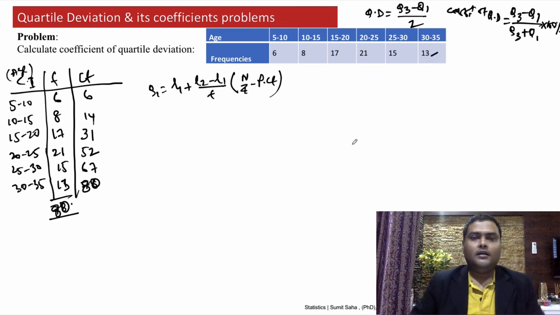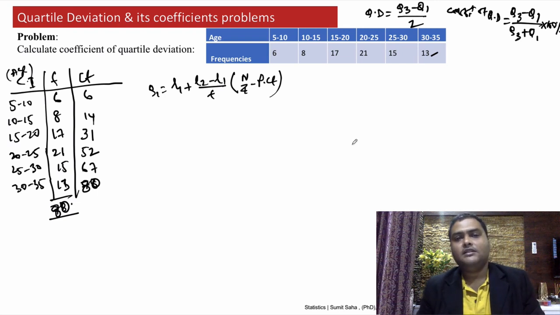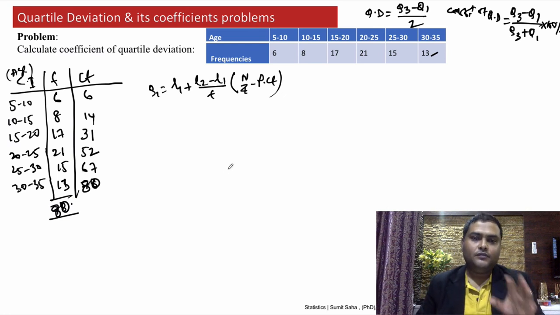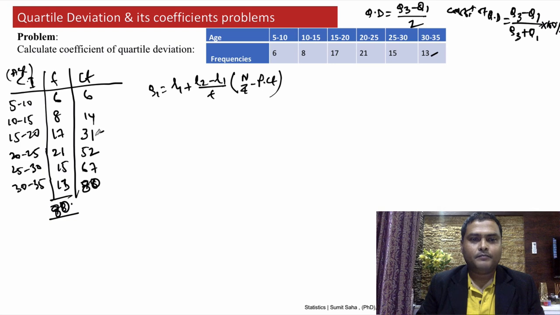Okay, let's come back. As we know, the quartile formula is Q1 equals L1 plus (L2 minus L1) divided by F, whole multiplied by (N by 4 minus PCF). Then we need to find the exact quartile 1 class interval. N is 80, and 80 by 4 is 20. So 20 is falling under this class, right? So this class is the quartile 1 class.